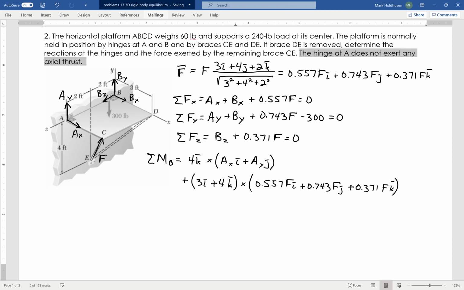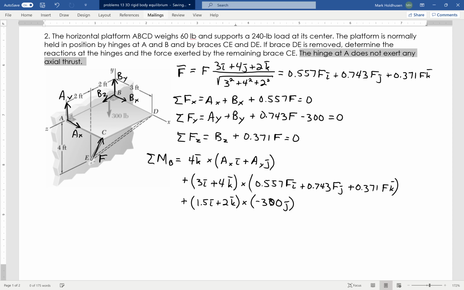Okay, and then lastly I go to the 300, which is basically going to be half of the one I have to see. So it's going to be 1.5i plus 2k crossed with, again, that's going to be negative 300, not 330, in the j direction.